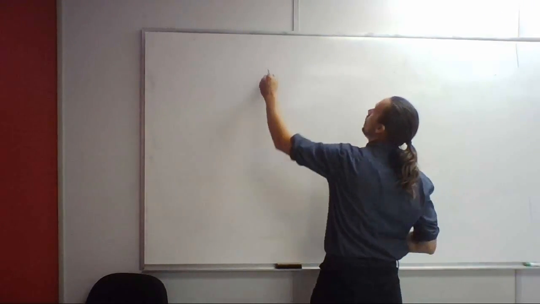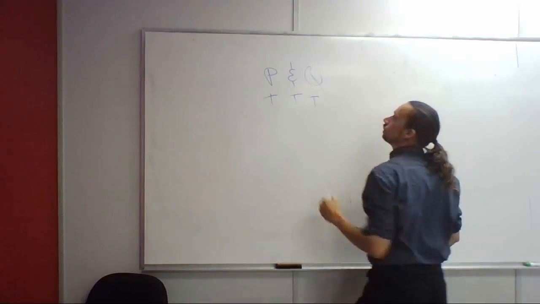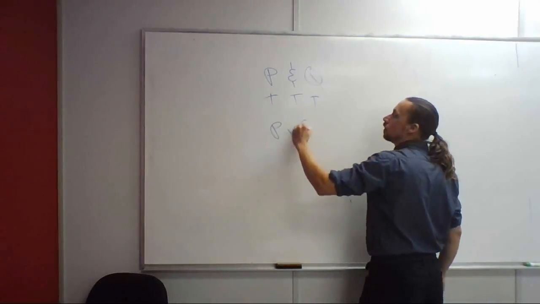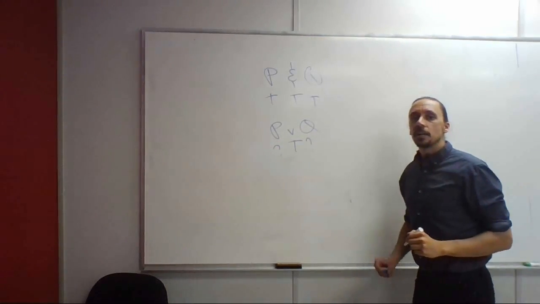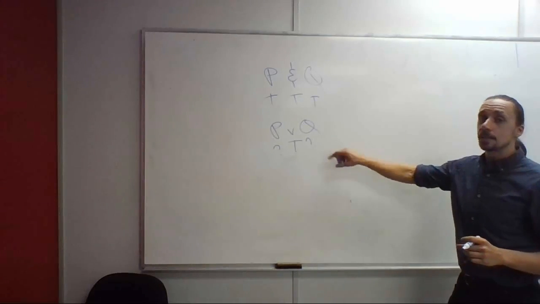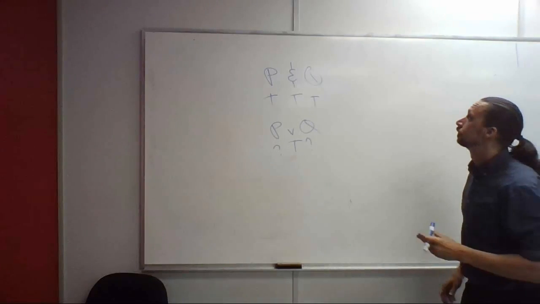If we assume that P and Q is true, I have a lot of useful information. If I assume that P or Q is true, I don't have a lot of useful information. So whatever rule I specify here is going to have to take into account the fact that I don't have a lot of information.